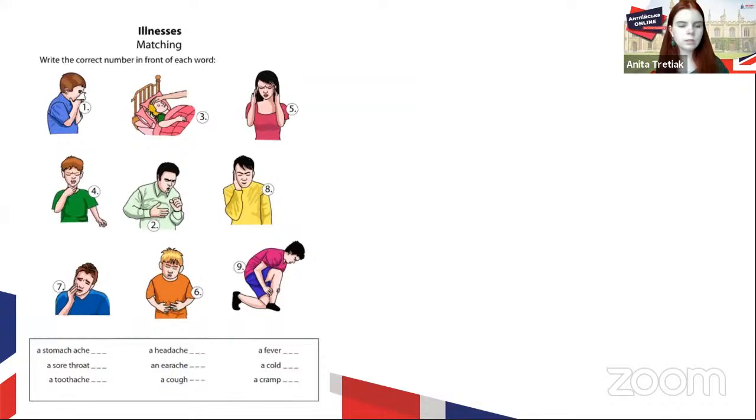Okay, and here, guys, let's look at these illnesses. And let's say what illness we can see in every picture. So we've got a stomach ache, sore throat, toothache, headache, earache, cough, fever, cold, and cramp. So guys, picture number 1.